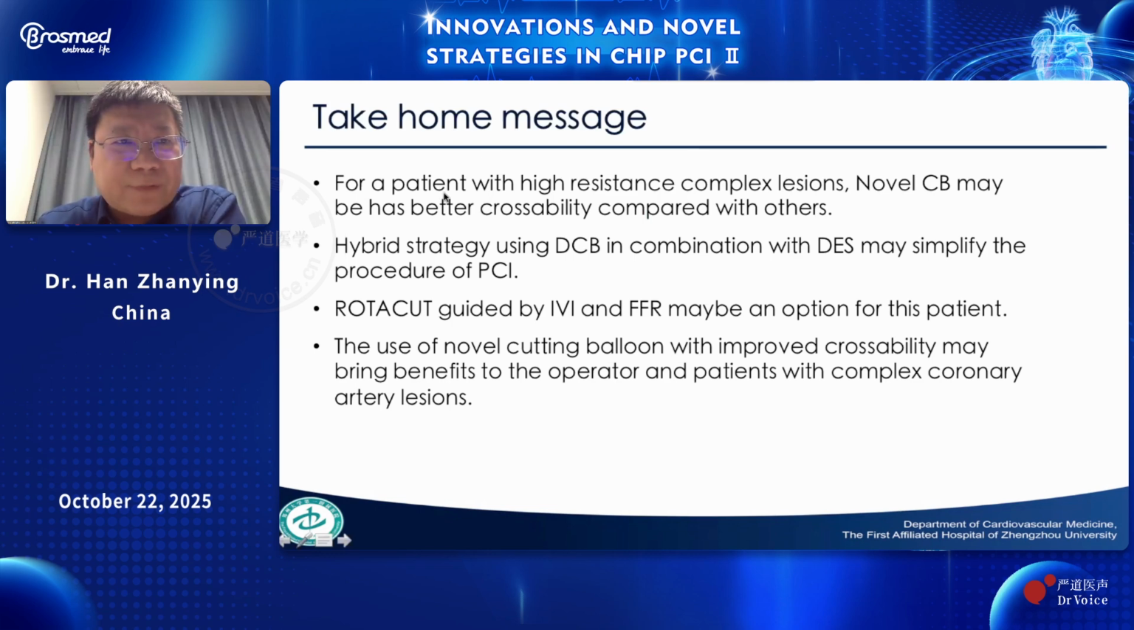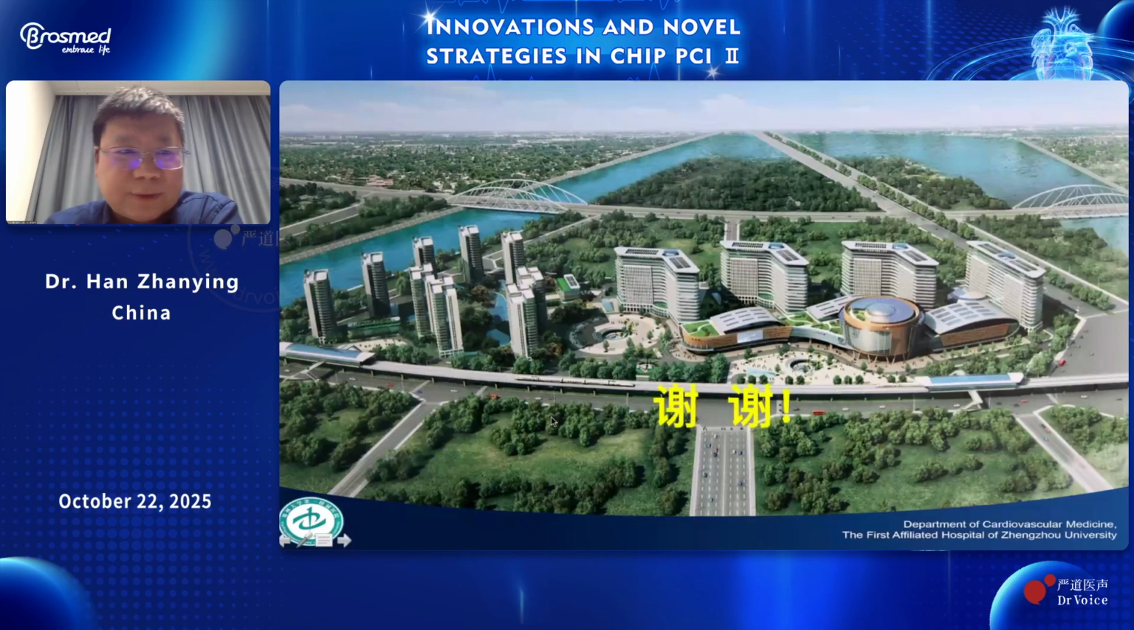And take-home message: for patients with high risk and complex lesions, maybe we choose the novel cutting balloon, which may have better crossability compared with others. A hybrid strategy using DCB in combination with the DES simplifies the procedure of PCI. For this patient, maybe the rotor cut guided by intravascular imaging and FFR may be an option. The use of the novel cutting balloon with improved crossability may bring benefits to the operator and patients with complex coronary artery disease. So, thank you. This is the end.